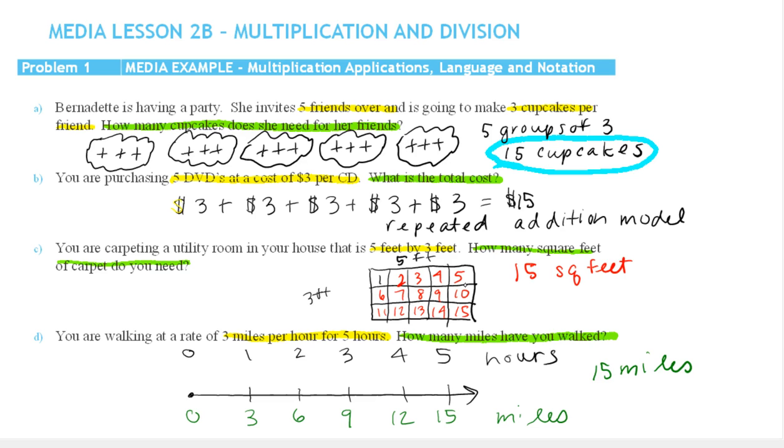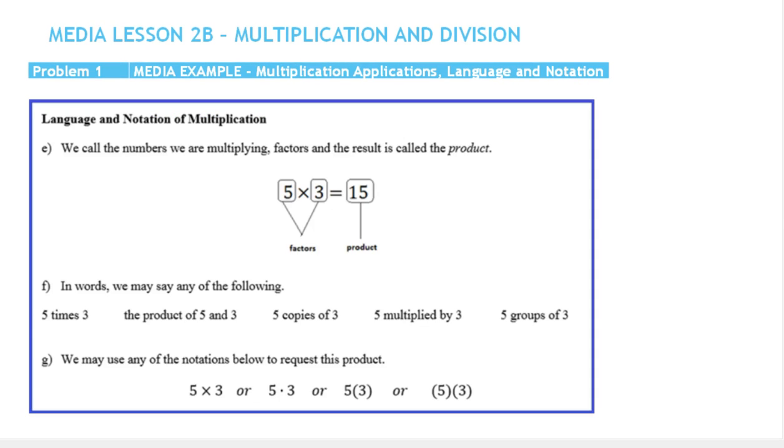So here we thought of 5 groups of 3. Here we thought of the repeated addition model, where we added up 3 to itself 5 times. Here we had an area model for multiplication. We're going to be using this a lot, where you think of the number of squares that fill up a rectangular area that's 3 by 5. And then we had the accumulated distance model. So this is a number line model. And basically you think of the total distance covered over the time of 5 hours, which gives us 15 miles.